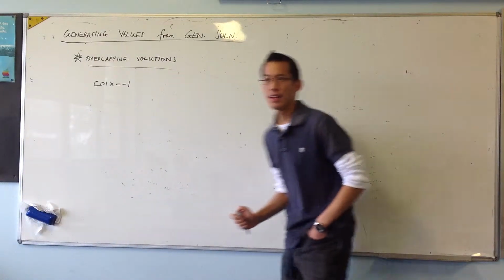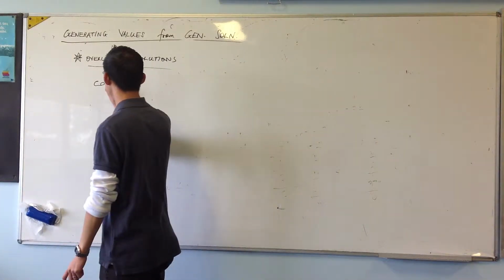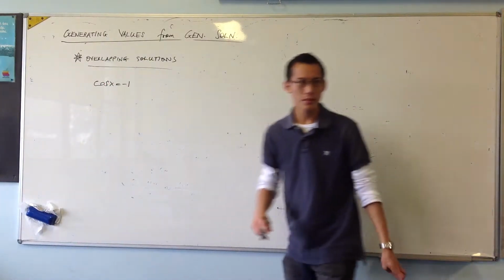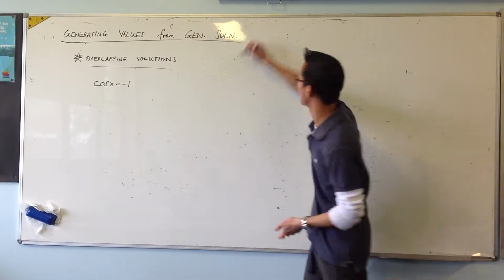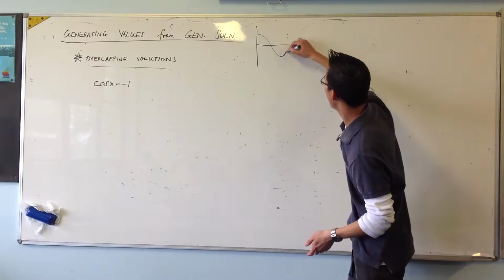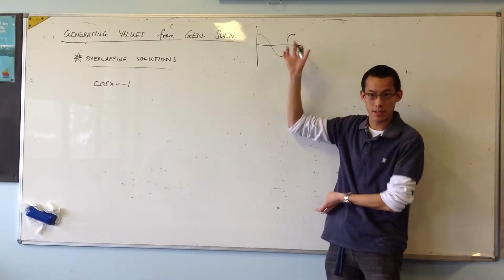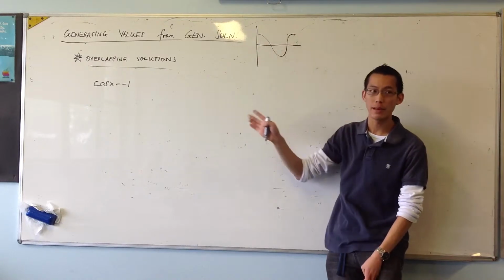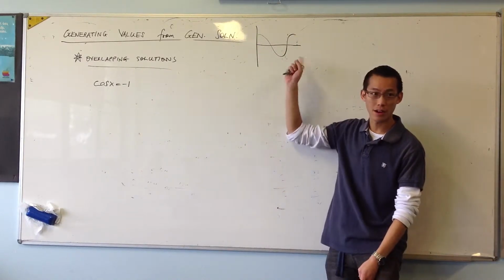Alright, so because it was a simple one, I reckon you guys might already have an answer for it. Cos x equals minus 1. Have a think in your head of what cos x looks like, right? I keep encouraging you to go towards, even if it's just a simple one, a graphical means of solving things, because it will rescue you from a lot of problems when you've got your graph in your head.